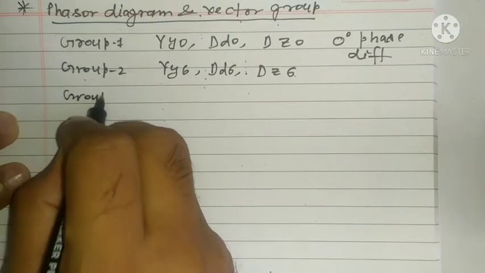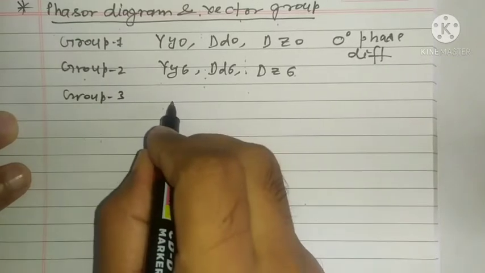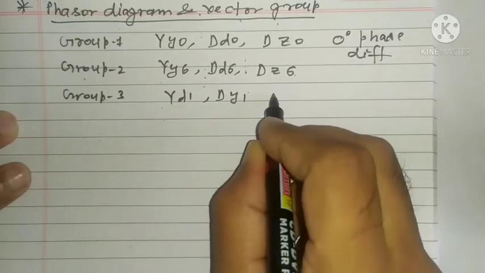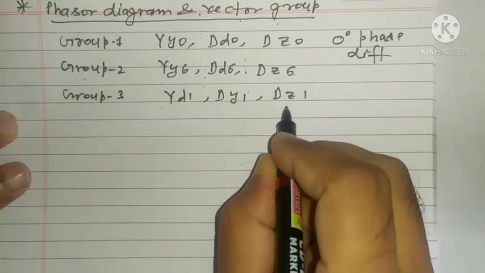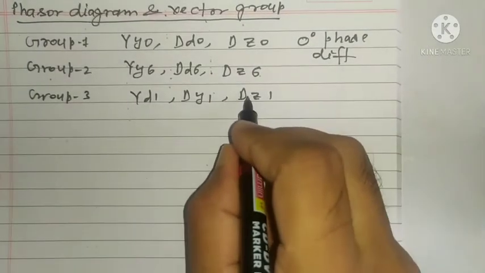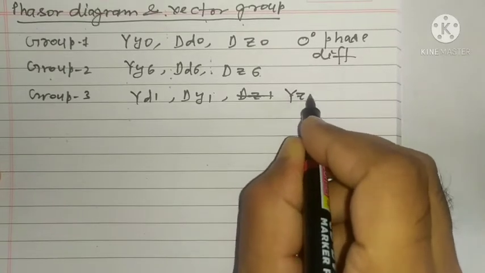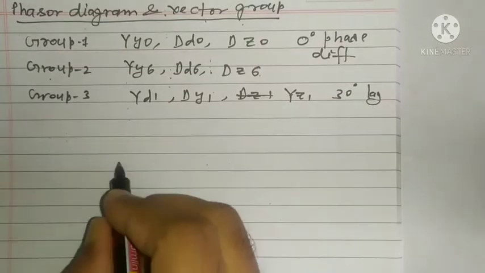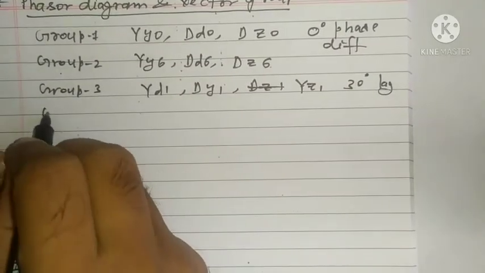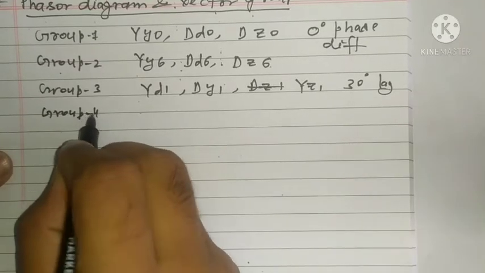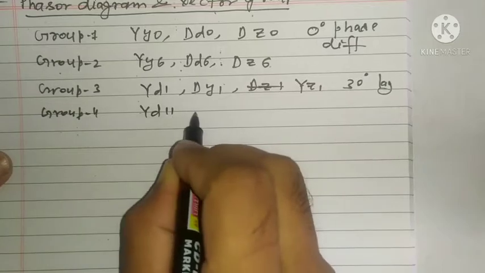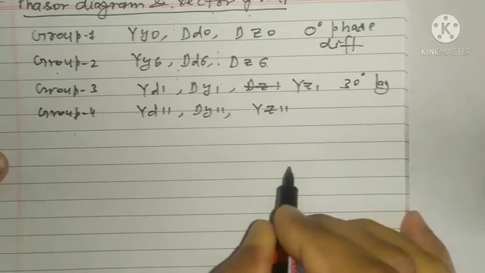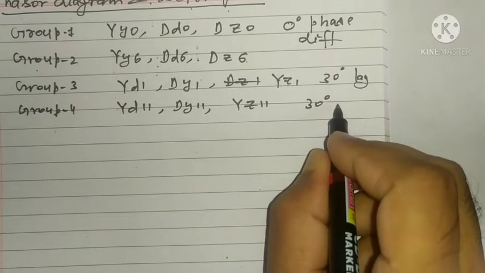Group 3, that is Yd1, Dy1 and Dz1. Sorry, for zigzag it will be Yz1, and here it is 30 degree lagging phase. And group 4 is Yd11, Dy11 and Yz11. Here phase difference will be 30 degree lead.